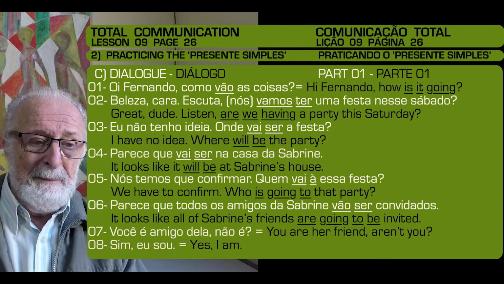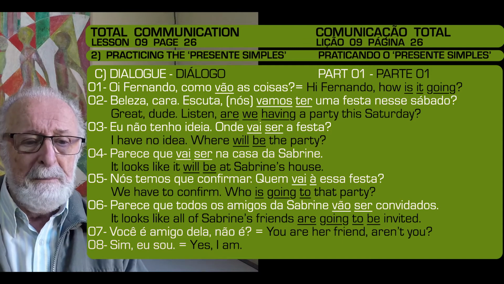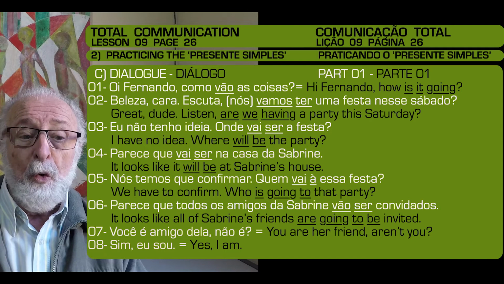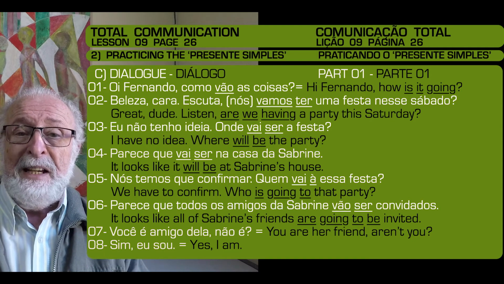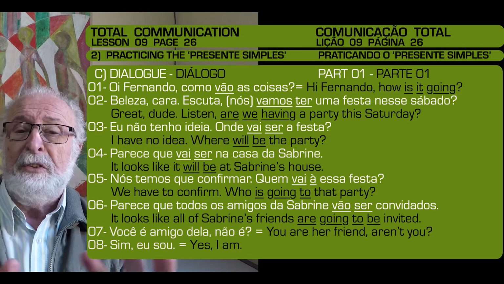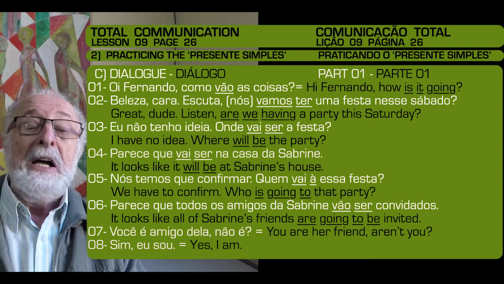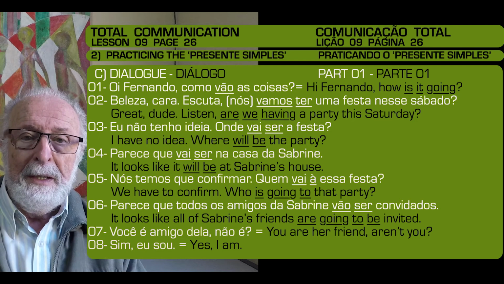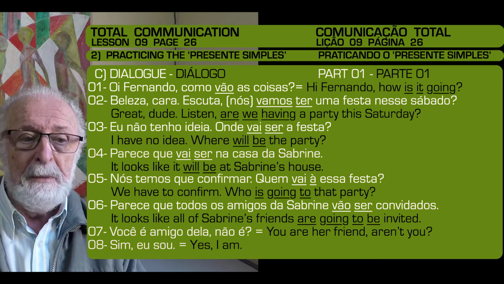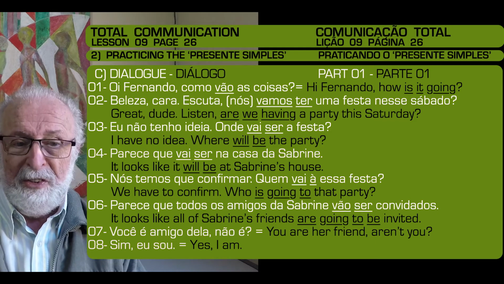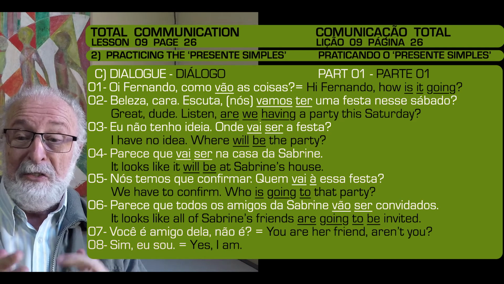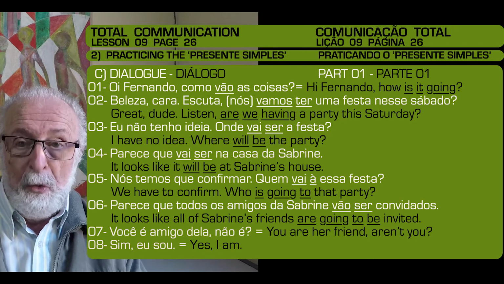In line 1, we have the Oi, Fernando. Como vão as coisas? Pay attention. Fernando, not Fernando. Fernando is the way you say San Fernando. No, Fernando. Not Fernando, okay? That's the difference. Oi, Fernando. Como vão as coisas? I underline vão, because vão is the verb go.